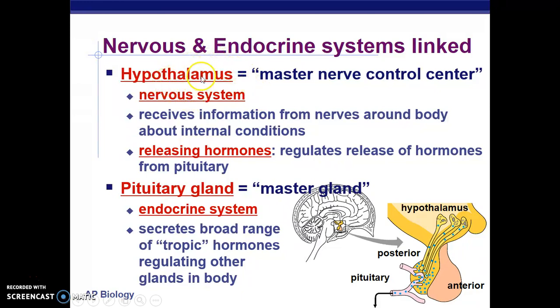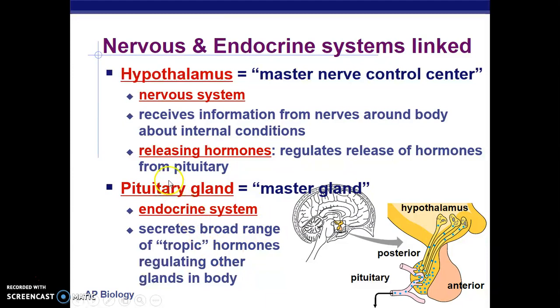And the hypothalamus, to talk to the pituitary gland, releases hormones. And these hormones regulate the release of other hormones from the pituitary. Okay? The pituitary is known as the master gland of the endocrine system, and it secretes what is known as tropic hormones, which regulate other glands in the body. So it's almost like a three-part system. The hypothalamus secretes hormones, which then talk to the pituitary, and the pituitary talks to other glands in the endocrine system.